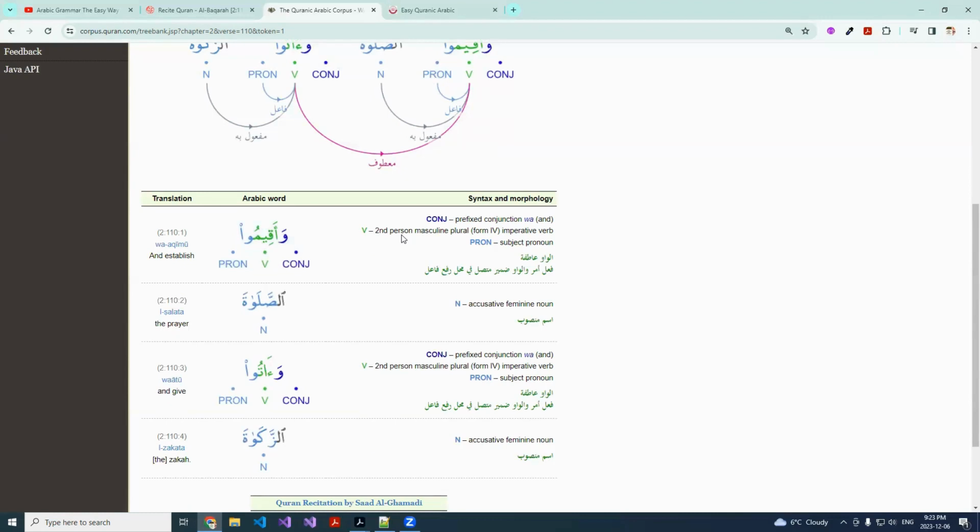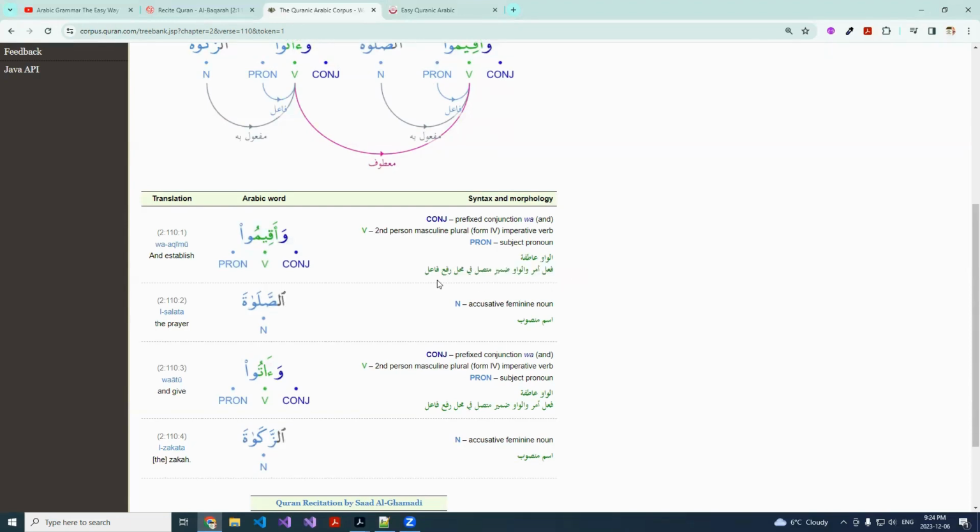Remember when I was saying what person is this, you guys said second person. Then we said it's masculine and it's jama'. Similarly, if you have to explain this in Urdu or Arabic, then you say this is waw 'atifa, the conjunction. This is fi'l al-amr, and the waw is damir muttasil in the position of raf', fa'il.